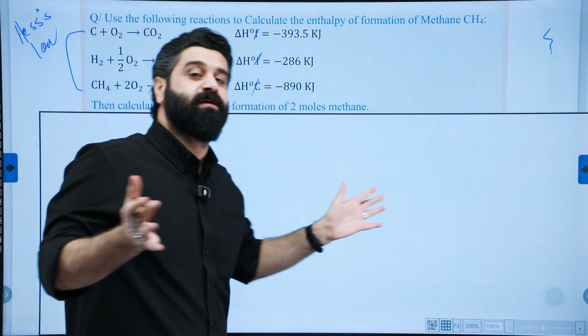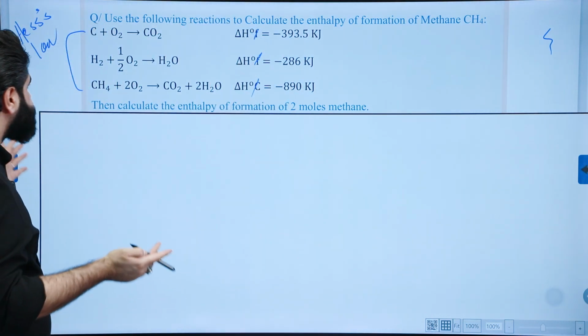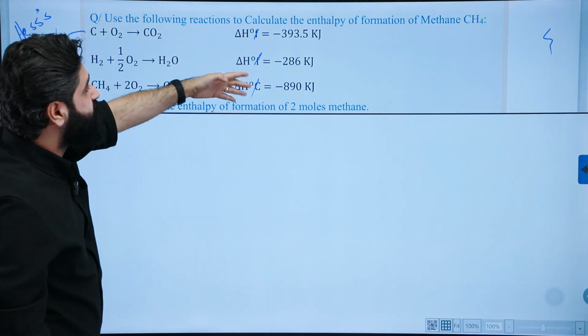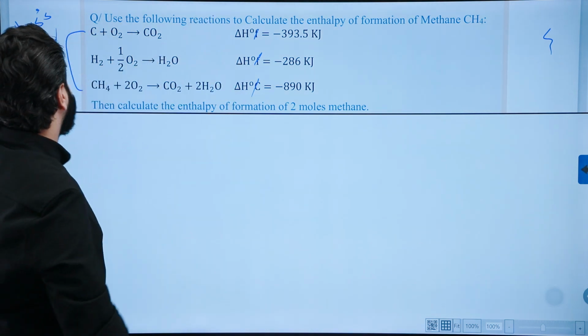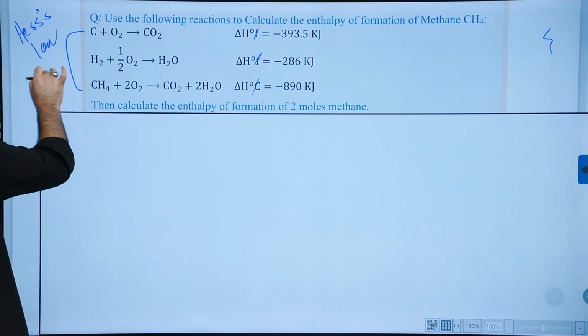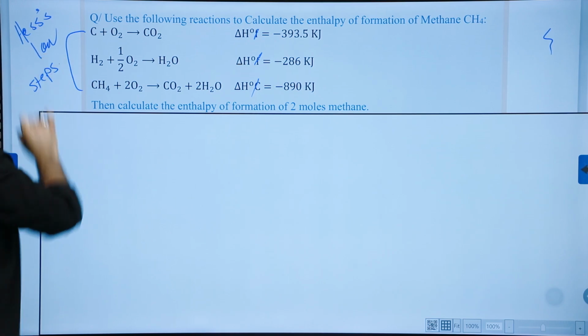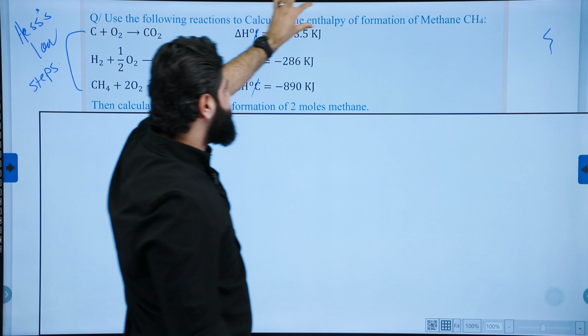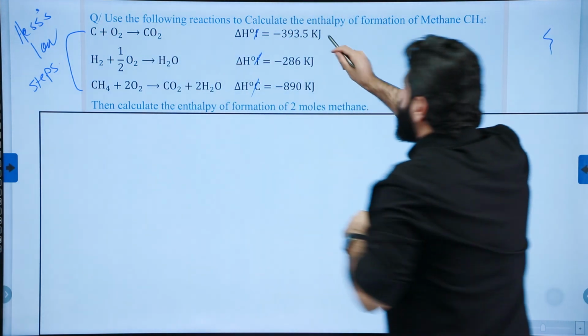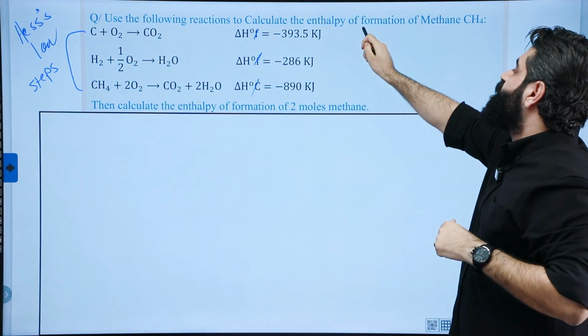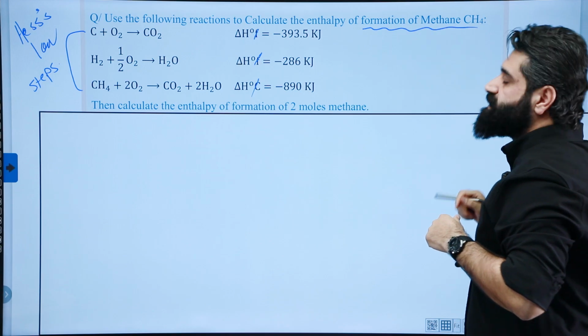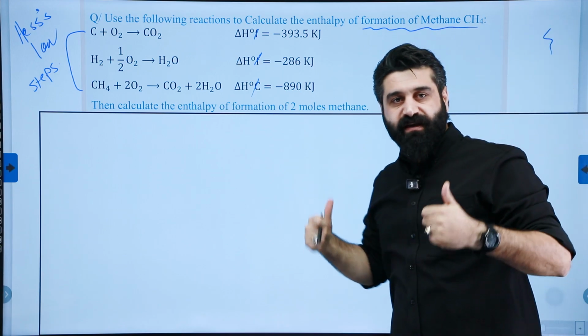Okay, we have some extra questions. Good. So now, because none of them is the unknown, all are steps. Which one is the overall? The overall must be created according to the unknown of the question. The question said formation of methane. This is the overall. Formation of methane is the overall.